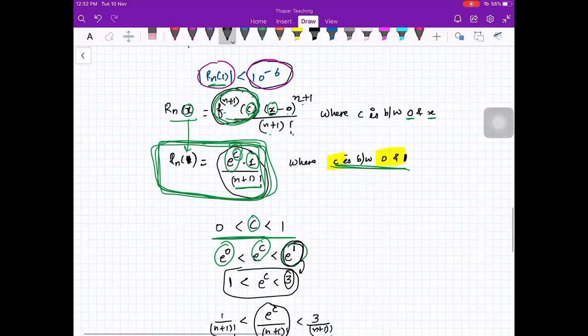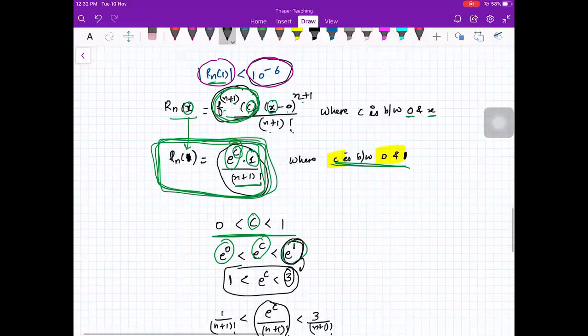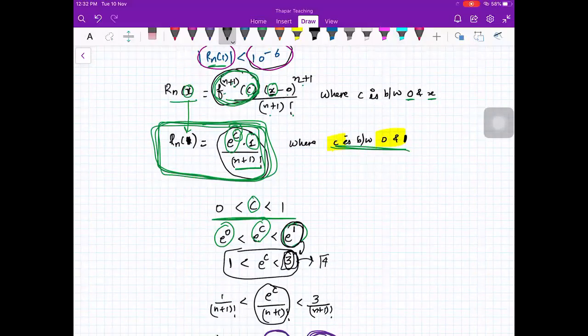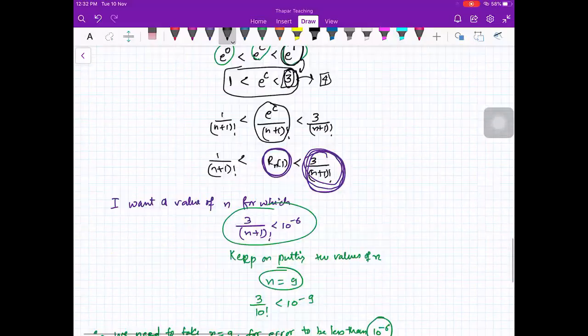Ma'am, you can use 4 here also. You can use 4 also, because this n is not unique. If with n equal to 9 I am getting an error of less than 10 to the power minus 6, then obviously with n equal to 10 I will get a still smaller error. You know, right? So this 3 is not unique. Yes, beta?